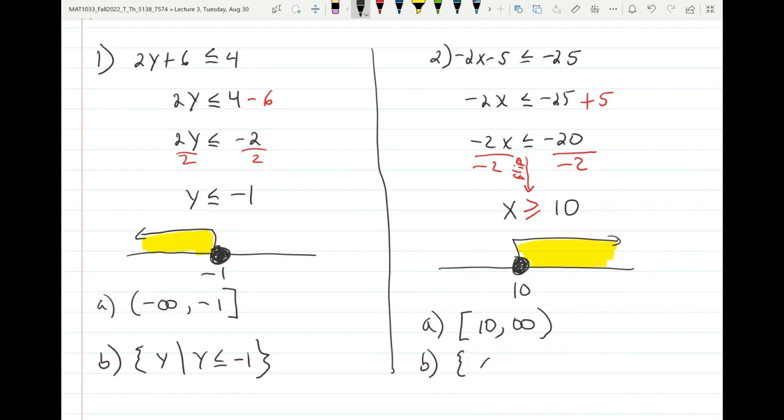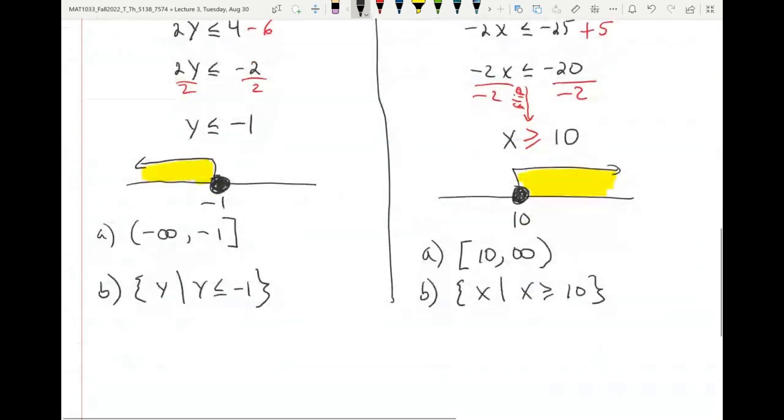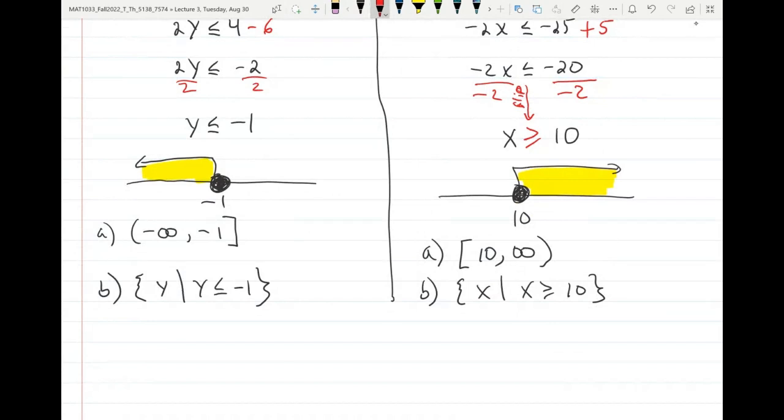In set-builder notation, this is also real numbers x, such that x is greater than or equal to 10. Remember, this line reads as "such that." Okay, that's how you read that line. Okay, questions?